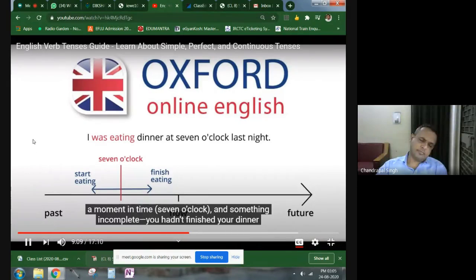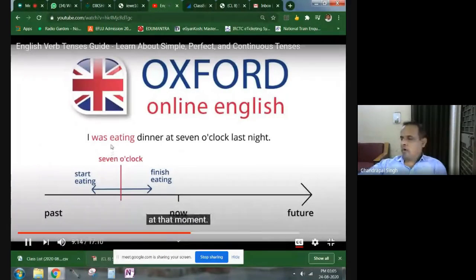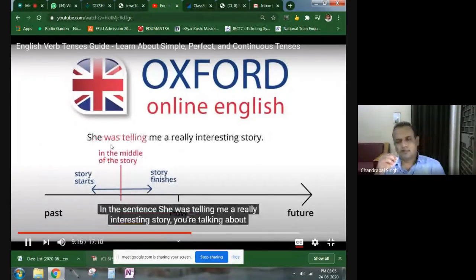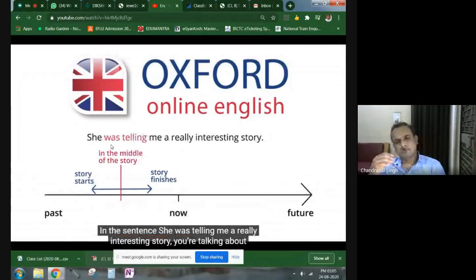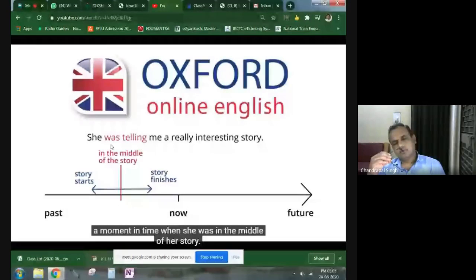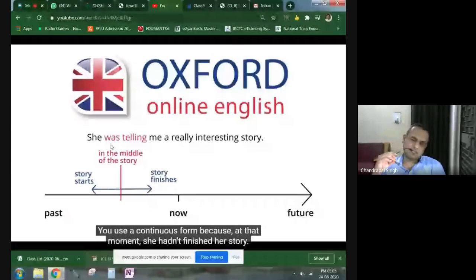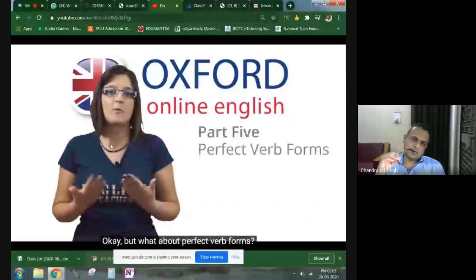7 o'clock. And something incomplete. You hadn't finished your dinner at that moment. In the sentence, she was telling me a really interesting story, you're talking about a moment in time when she was in the middle of her story. You use a continuous form because at that moment, she hadn't finished her story. Okay, but what about perfect verb forms?